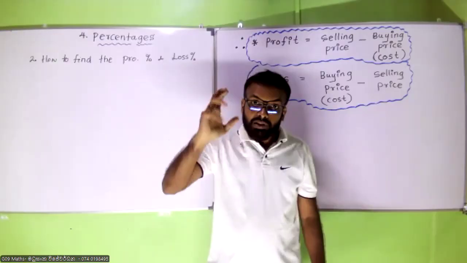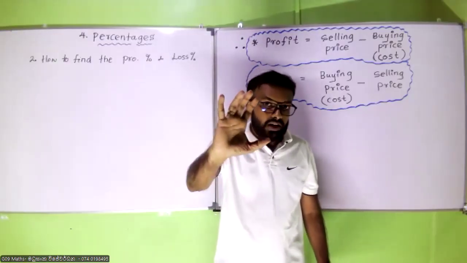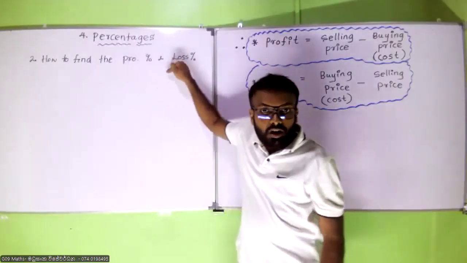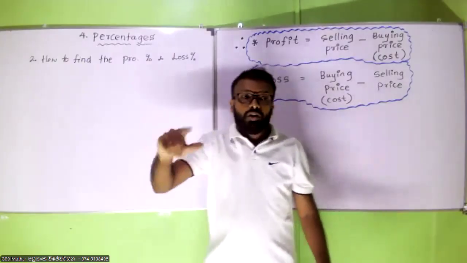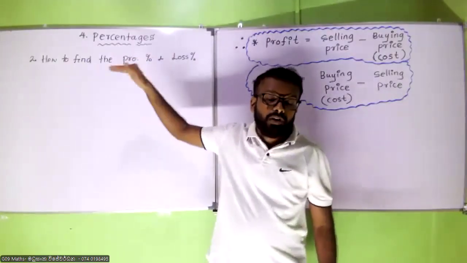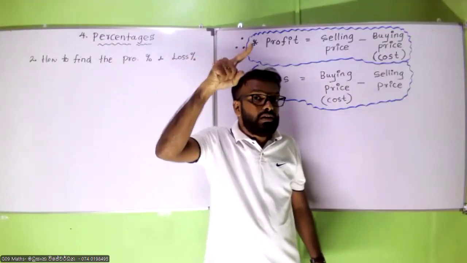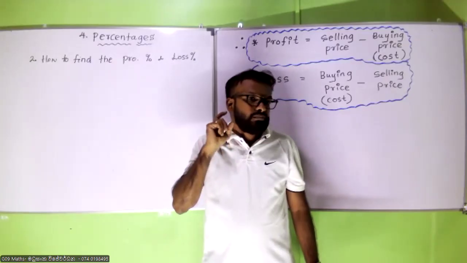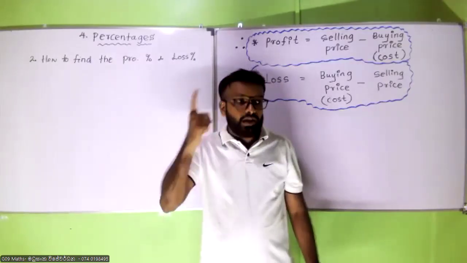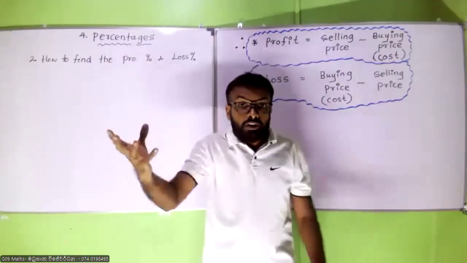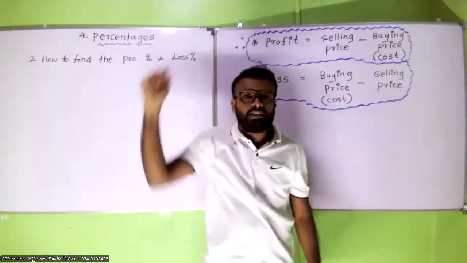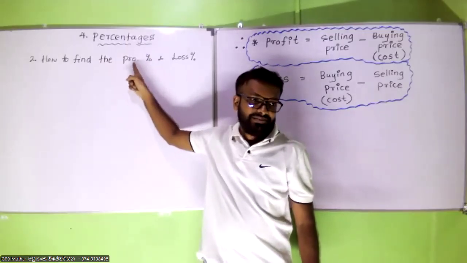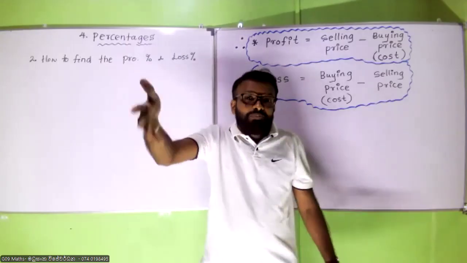So by keeping that in your mind, let's write the two equations for finding profit percentage and loss percentage. Now tell me, if you are finding the profit percentage or loss percentage, what should be the denominator? Buying price. Keep that in your mind. In the numerator, if you are finding the profit, what should be in the numerator of the fraction? The profit.